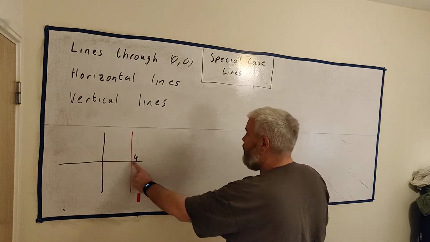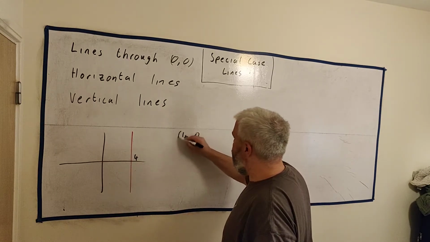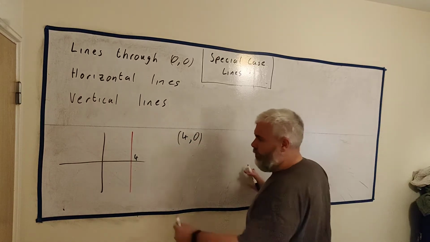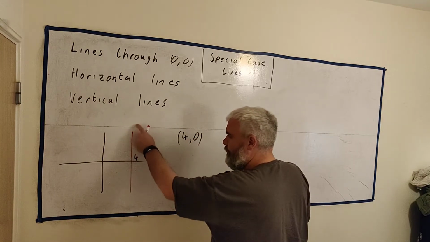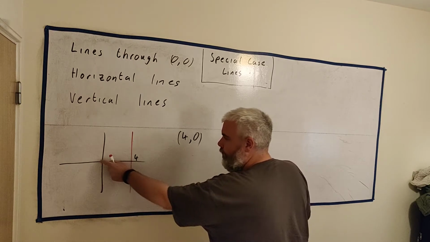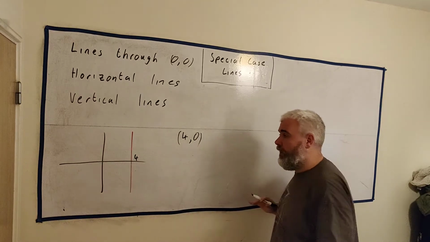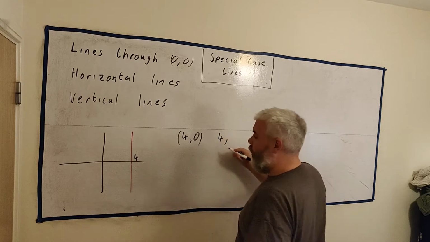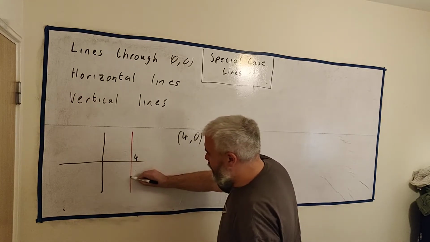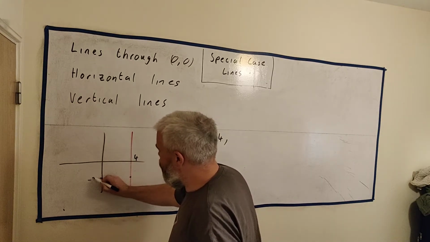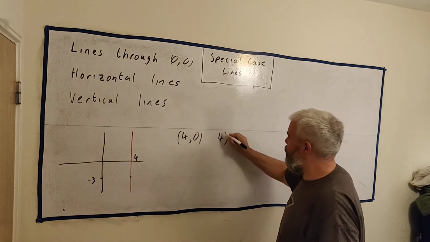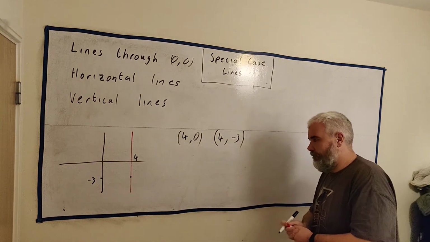Let's see, 4, 0 is 1. And then you can go ahead and pick any other one you want. This point, this point, this point. Any point you want. All you need to do is pick a number for y, really. So another point might be 4 and let's say here. Let's say minus 3. 4, minus 3. There's 2 points on this line.